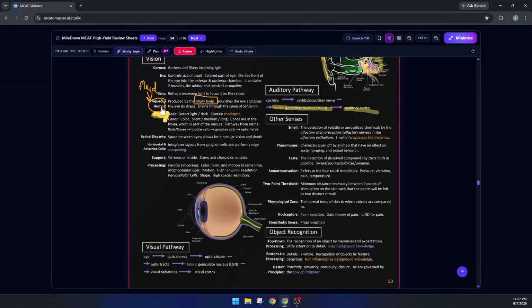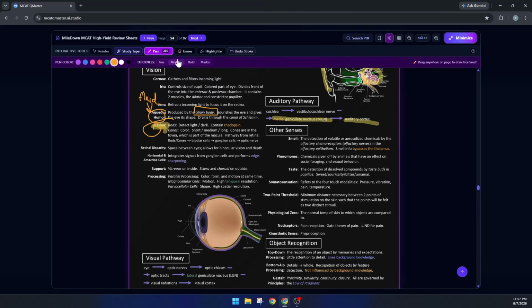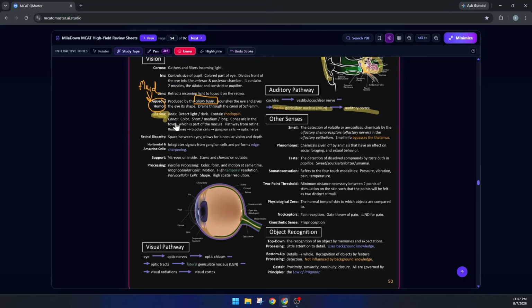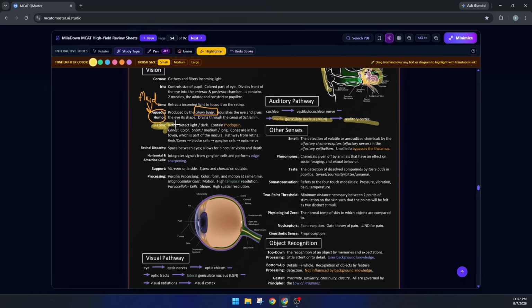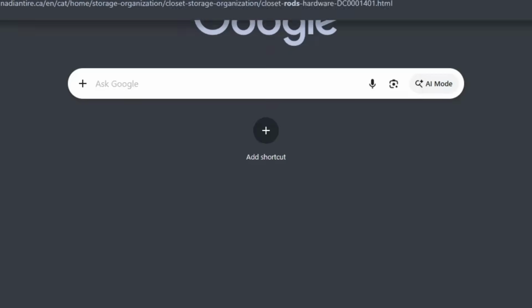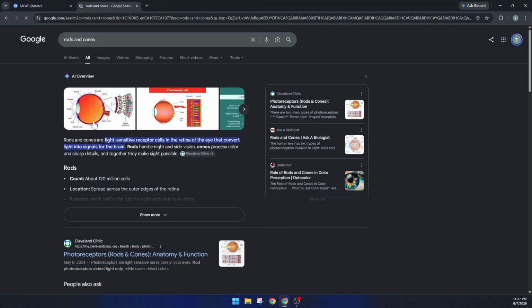And your retina is very important. This is so important because it contains your rods and cones, which are the cells for photoreception. So your rods and cones are your light-sensitive receptor cells in the retina of your eyes.